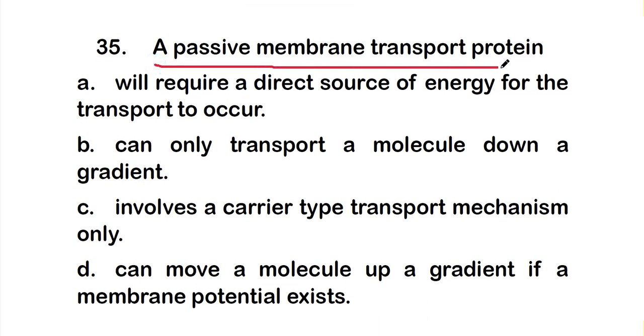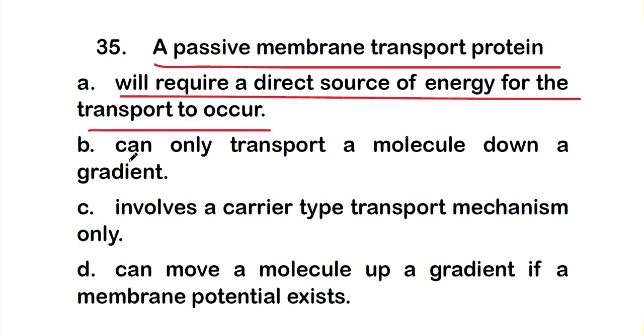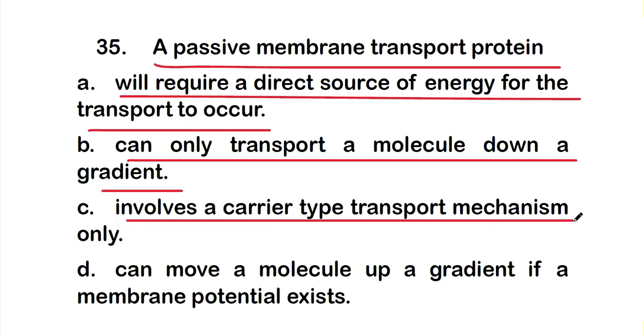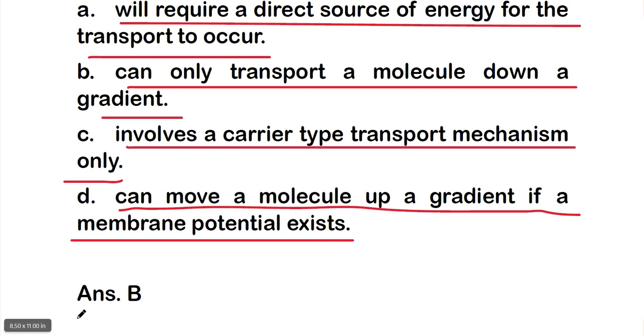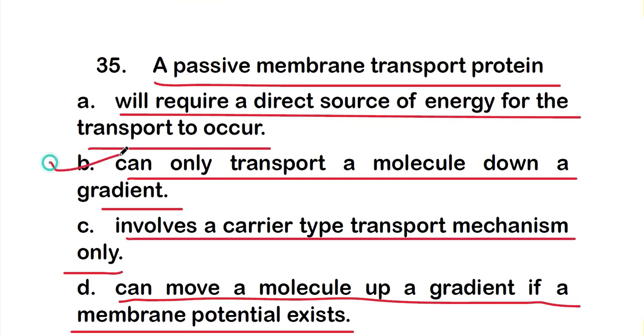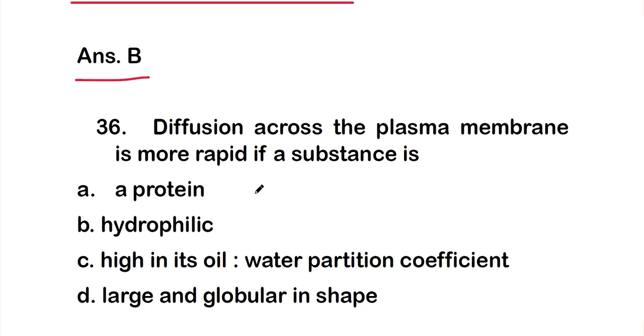So a passive membrane transport protein, option A, will require a direct source of energy for the transport to occur, or option B, can only transport a molecule down a gradient, or option C, involves a carrier type transport mechanism only, or option D, can move a molecule up a gradient if a membrane potential exists. So the right thing about a passive membrane transport protein is option B, that is can only transport a molecule down a gradient.